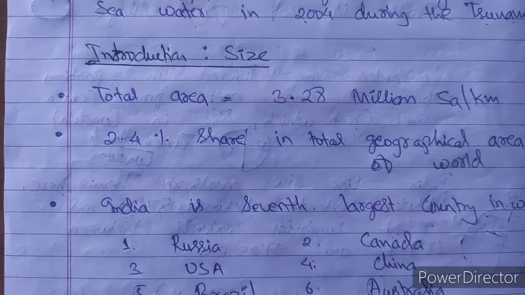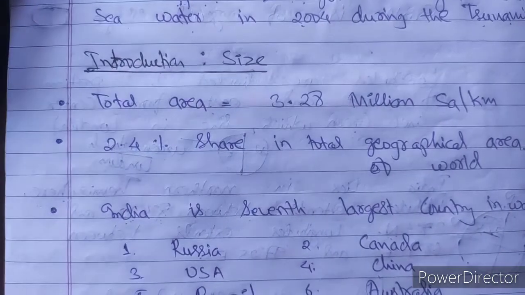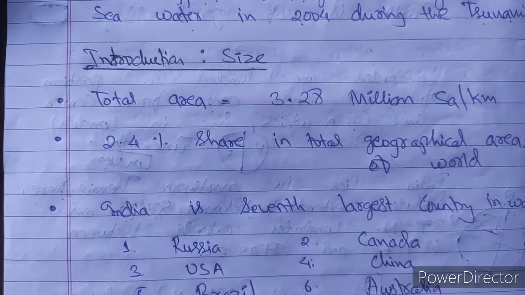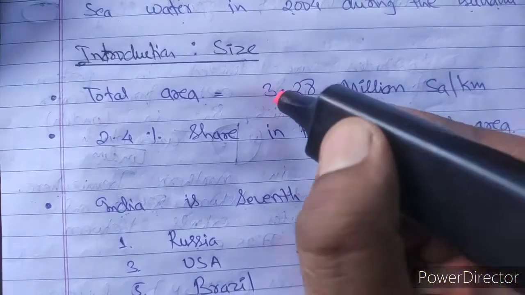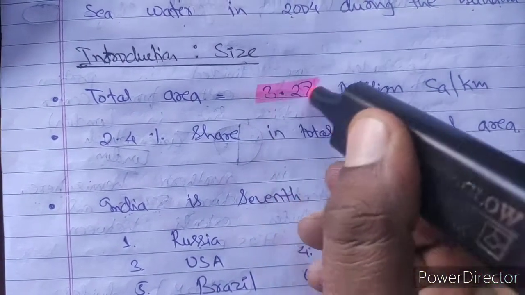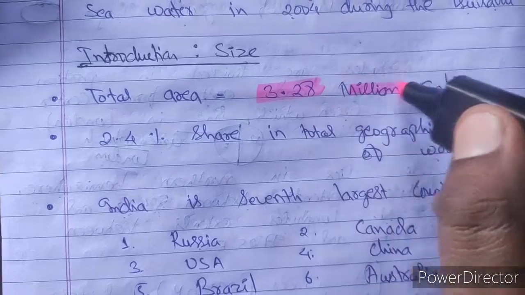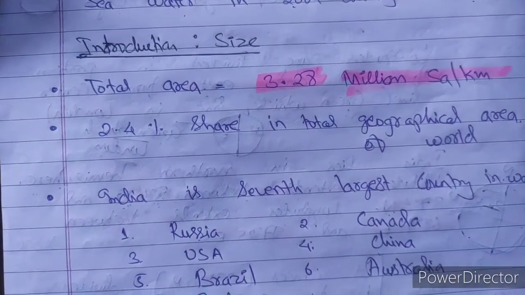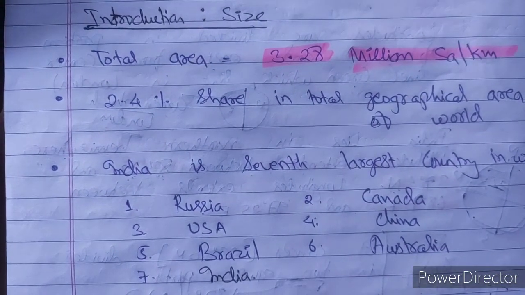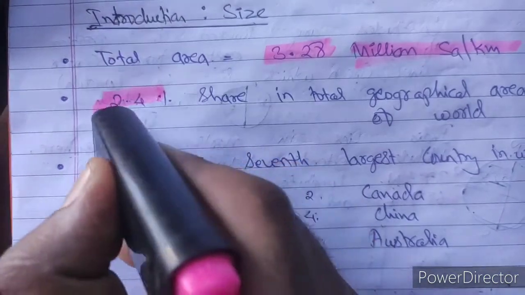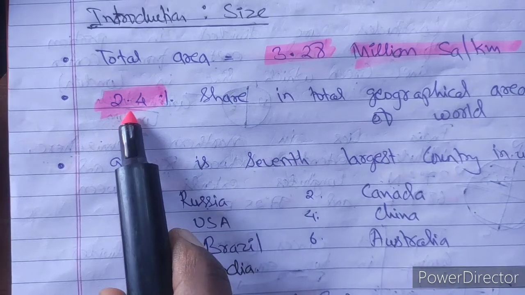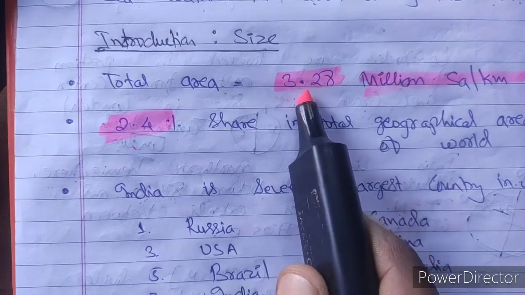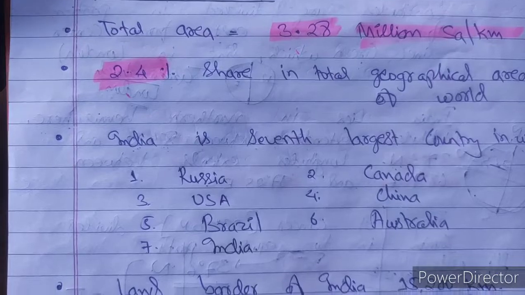Now today what we are going to see is the introduction of India's size. In this, the basic things are mostly factual. You have to learn these things. When we talk about total area, India's total area is 3.28 million square kilometers. India shares 2.4% of the geographical area of the total world. So 2.4% of the total world's area, and India's area is 3.28 million square kilometers.